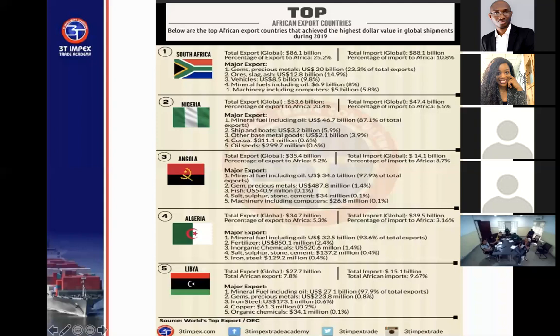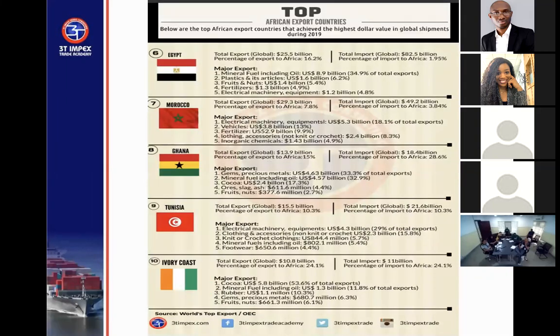Let's look at other top economies in Africa. Egypt is a bit diversified. 34% oil, then 6.2, 5.4, 4.3, 4.8. Reasonably diversified. Morocco is well diversified. 18, 13, 9, 8.3, 4.9. Ghana is also diversified. 33.2, 32.9, 17, 4.4. Tunisia, 29%, then 15. So when you look at a number of economies, I'm talking about the top exporters in Africa, the majority of these economies are not diversified. They also need to adjust.